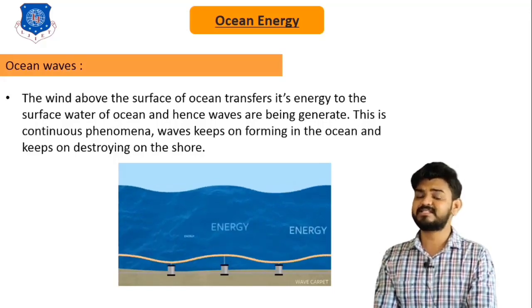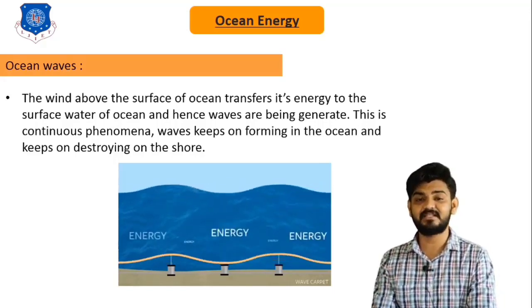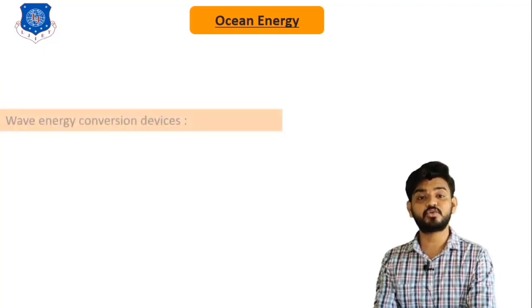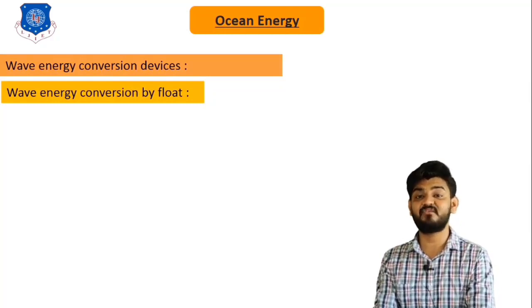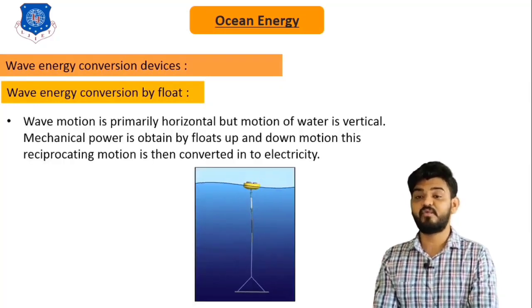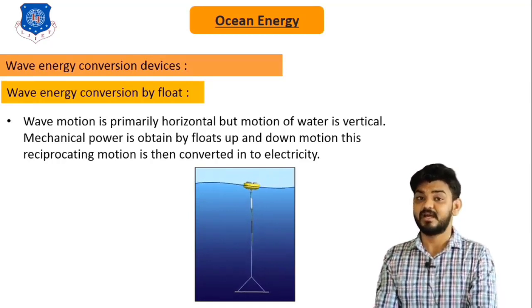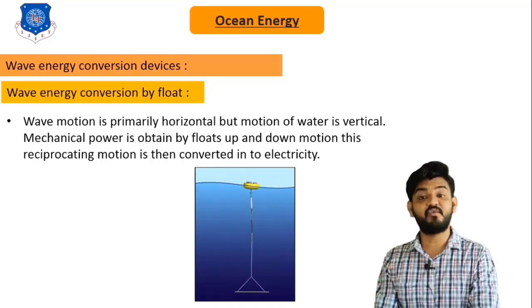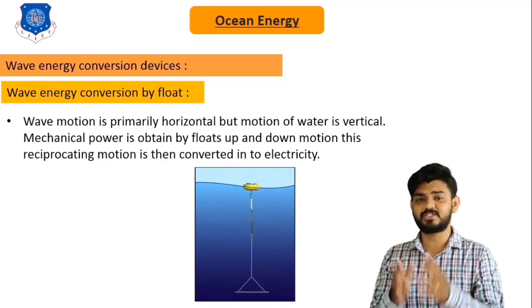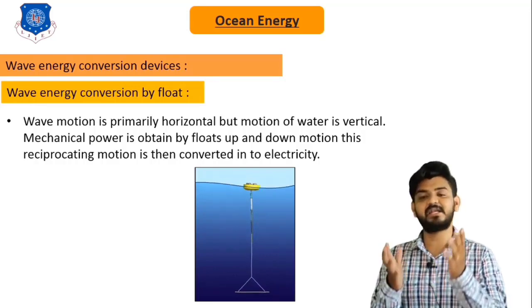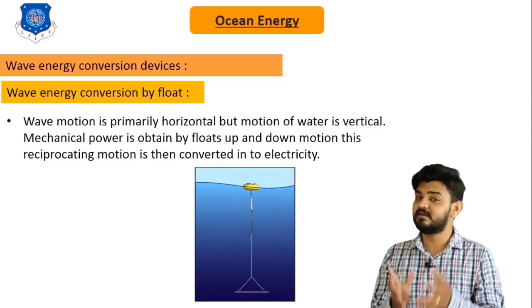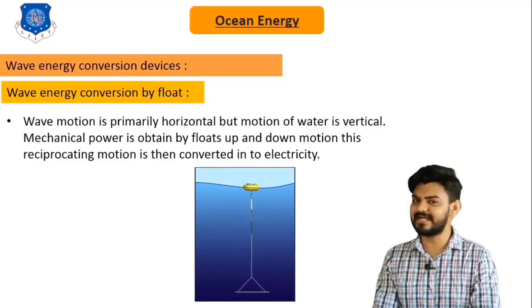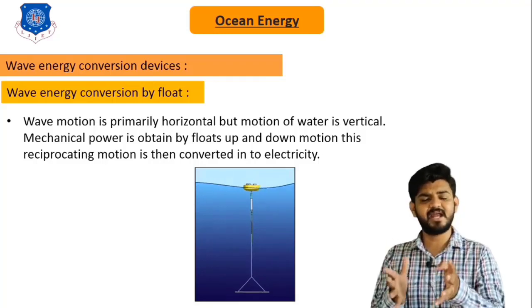So now let's see some of the devices that convert this wave energy into a more useful form of energy, and the first device is wave energy conversion by float. The wave motion is primarily in a horizontal direction, but the motion of water is vertical. So mechanical power is obtained by the float's up and down motion. This reciprocating motion or movement of this float is then converted into electricity by means of a gear and turbine assembly.